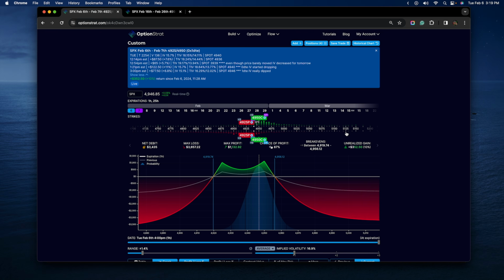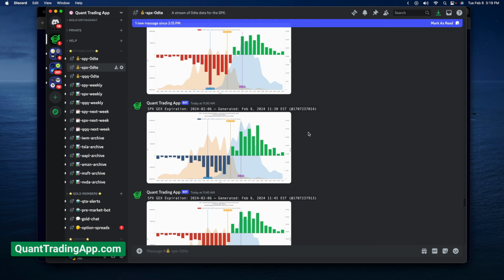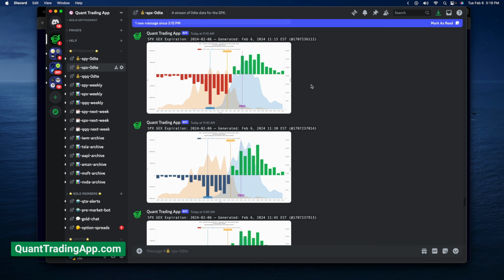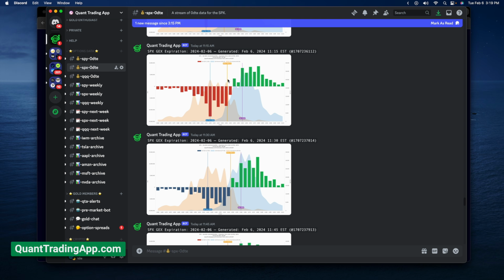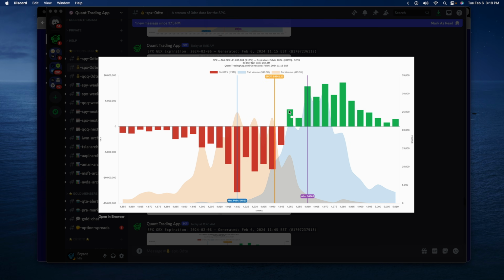If we jump over to the Quant Trading App Discord, this was earlier in the day here today. So this is just a feed of the gamma exposure changes on the 0DTE SPX options throughout the day. So a little around 11:15 as I was taking a look at this was the current spot price for the SPX. And then I was taking a look at this and I was noticing that there wasn't really that much aggressiveness I was seeing in the profile compared to previous days.